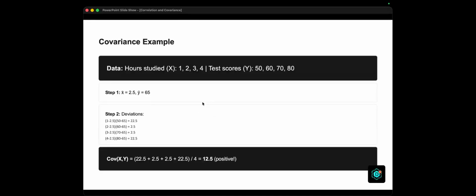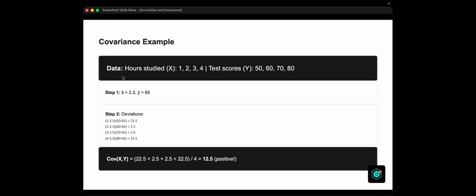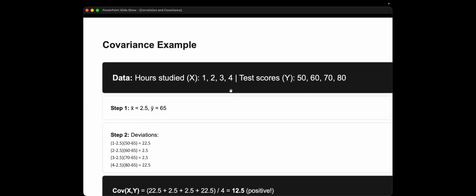Okay, good. Let's take an example here. We are going to implement this, guys, so don't worry about implementation. Now let's take up this example. You have some data for hours studied and test scores. This is a very simple example. How many hours did you study? We have X as a column and Y as another column. So X is 1, 2, 3, 4. And Y is 50, 60, 70, 80. Consider this a data frame, or an Excel file, or a CSV, or a table.